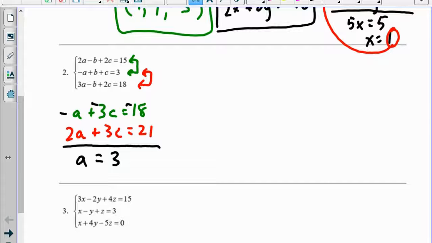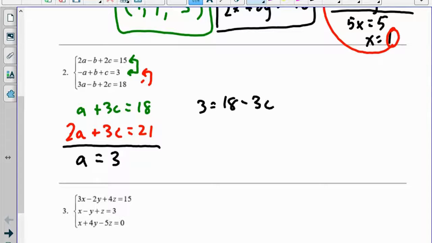Now I work my way backwards. So I take this 3 and I substitute it into one of the new equations that I just got down here. So I had a plus 3c equals 18, and 2a plus 3c equals 21. I'm going to take this a, substitute it in, take this 3, substitute it in for a, and I can end up solving here.